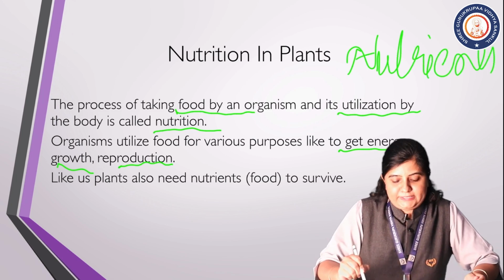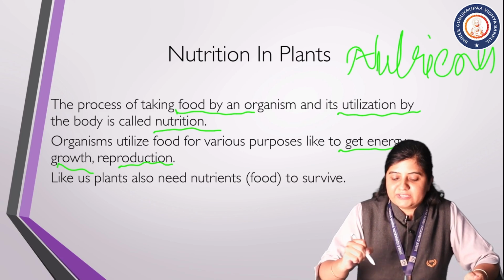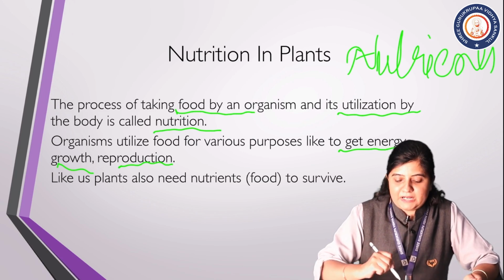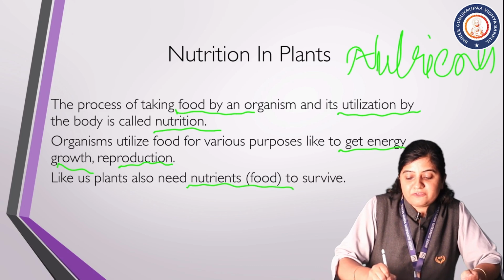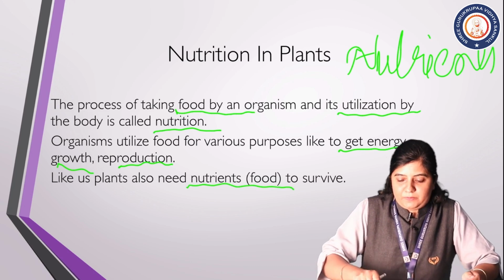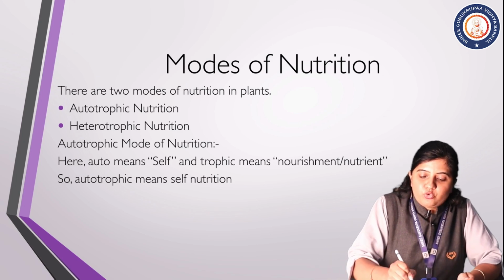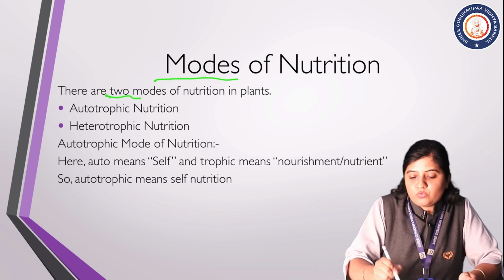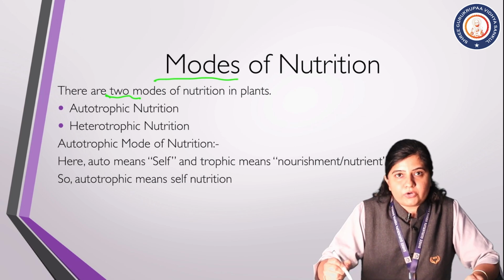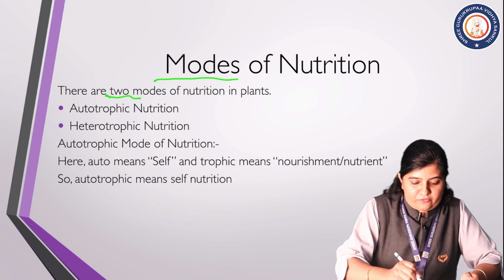Like all organisms require food for doing their various activities, in the same way the plants also need nutrients or food to survive. There are different modes of nutrition. There are basically two modes of nutrition, or we can say two ways of nutrition: autotrophic and heterotrophic.